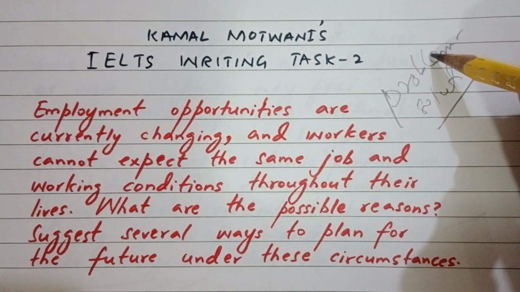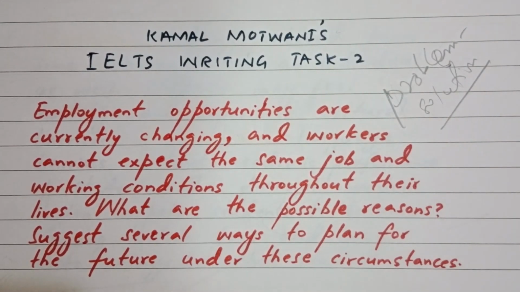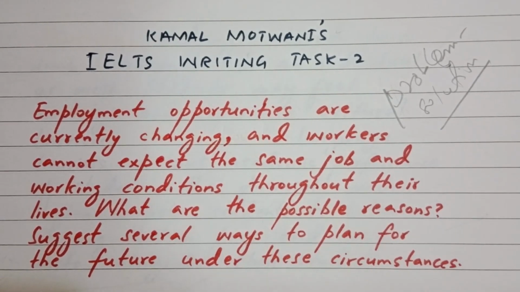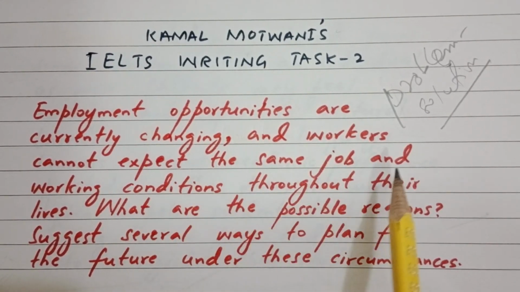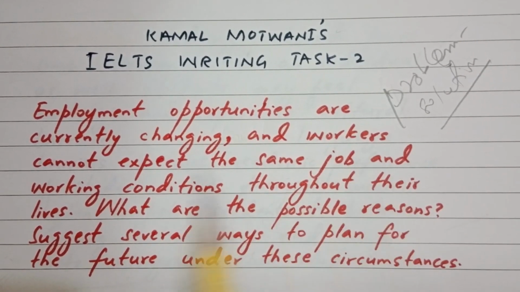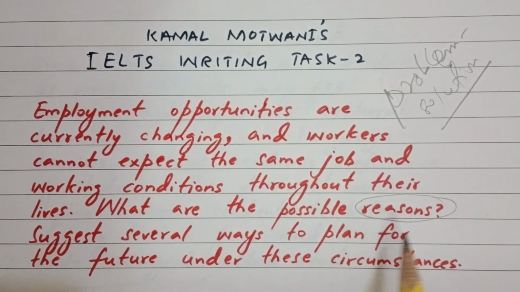In this type of IELTS writing task, the examiner gives you the statement and asks you to jot down the possible causes or reasons for the problem and also suggest some remedies to solve that problem. So let's read the statement first. Employment opportunities are currently changing, and workers cannot expect the same job and working conditions throughout their lives. What are the possible reasons? Suggest several ways to plan for the future under these circumstances.